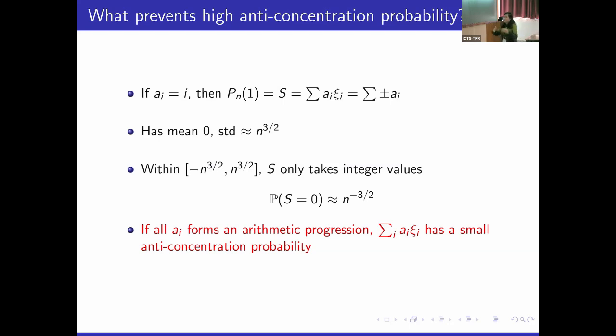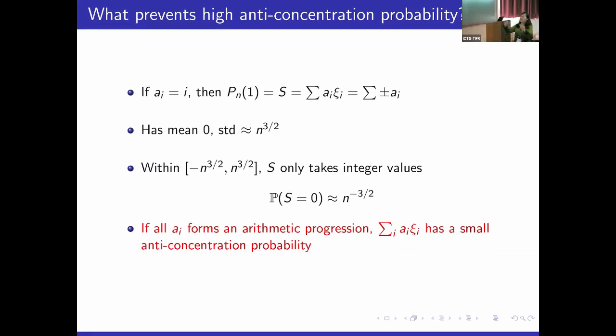Now, within the range of one standard deviation, meaning from negative n to the 3/2 to n to the 3/2, we know that S only takes integer values because the A_i are integers. So S is a random variable with standard deviation of order n to the 3/2, and the probability that S stays at 0 is at least of order n to the negative 3/2. So again, this is an example where we have a small anti-concentration probability that conflicts with what we would need to prove local universality. The general observation here is that if the A_i form an arithmetic progression, then the sum of A_i C_i would have a small anti-concentration probability.